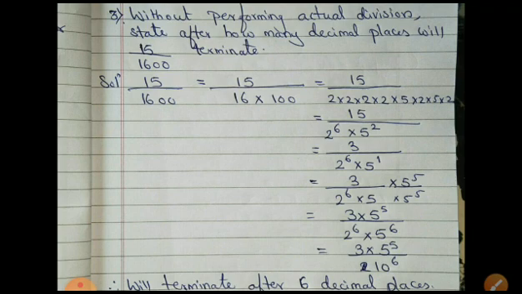Do the denominators have the same exponents? Yes, the maximum exponent again. So I can express the denominator as 10 raised to 6. That means your decimal expansion will terminate after 6 decimal places. Is that clear? Hope this type of question is clear: how to check after how many decimal places it will terminate.